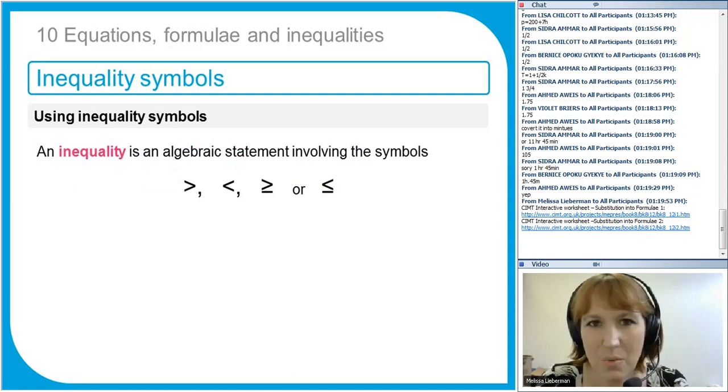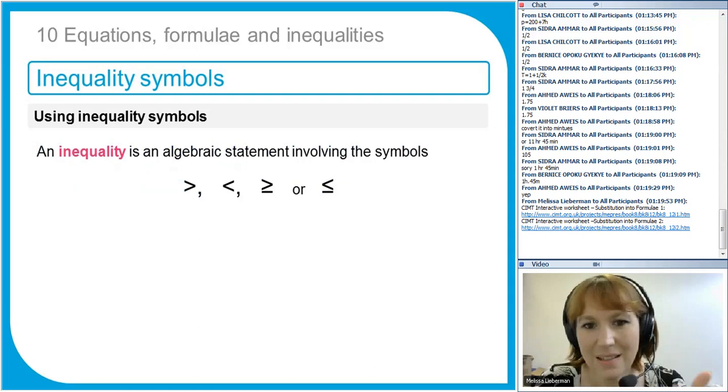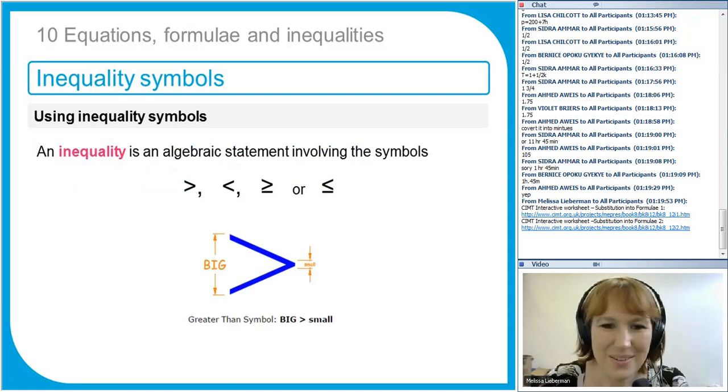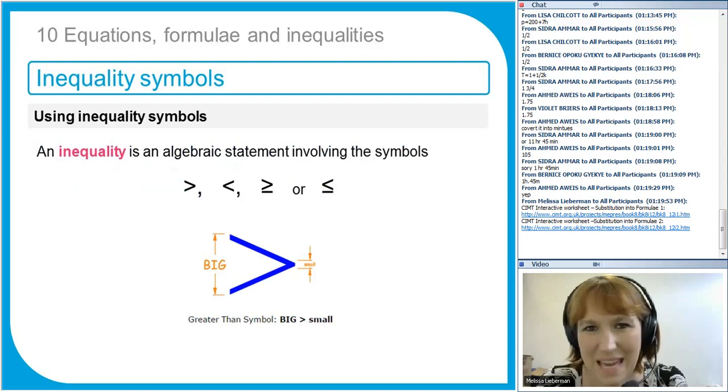Let's look at inequalities. They work a lot like equations, but they cover a range of values. So hopefully you've met these symbols before. Greater than, less than, greater than or equal to, less than or equal to. Normally the way you remember which way round it goes is you think of it as a crocodile's mouth or something like that. So you've got the big end on the left, the small end on the right, and that's the way it goes.